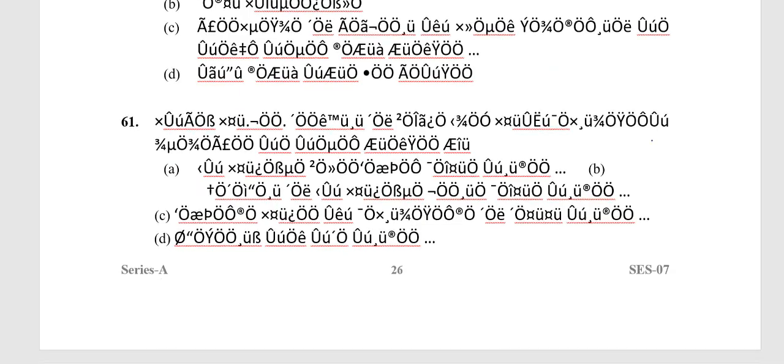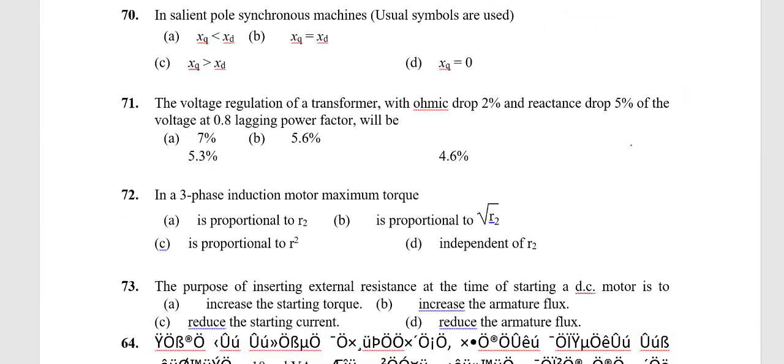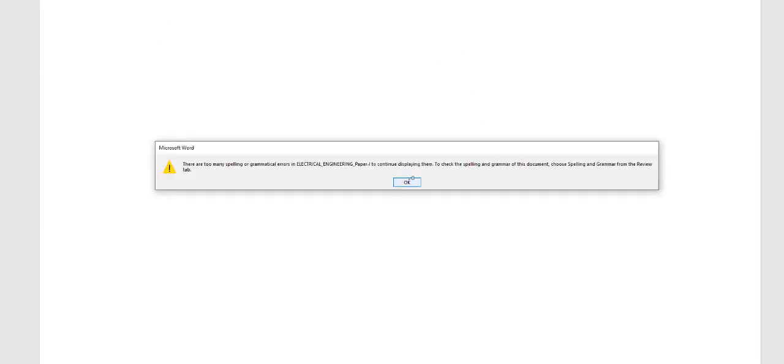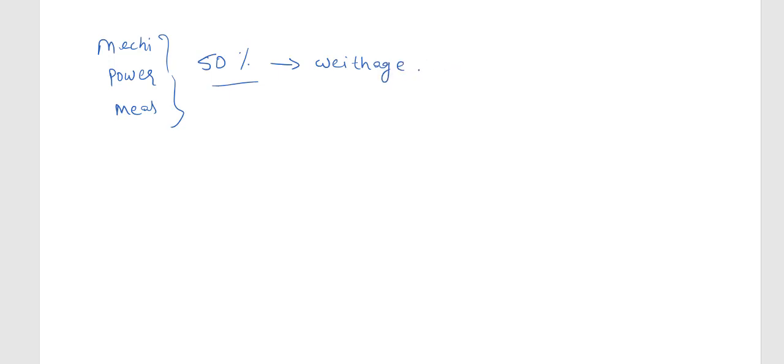So again, as I said earlier, normally every question paper consists of machines, power systems, electrical circuits, measurements. For all state PSC, machines, power systems, measurements are like compulsory subjects. They will ask almost 50% weightage from these topics or subjects.